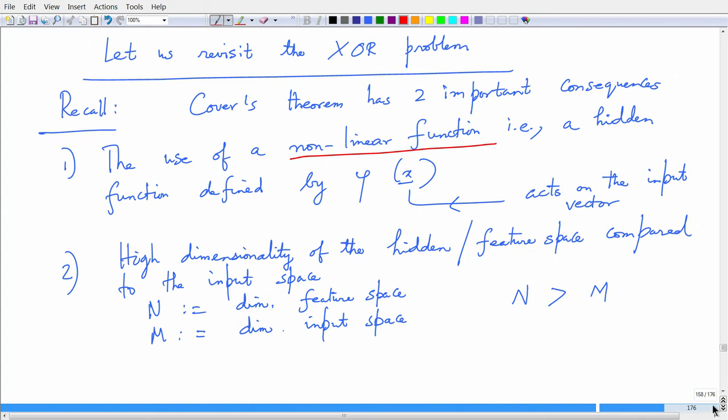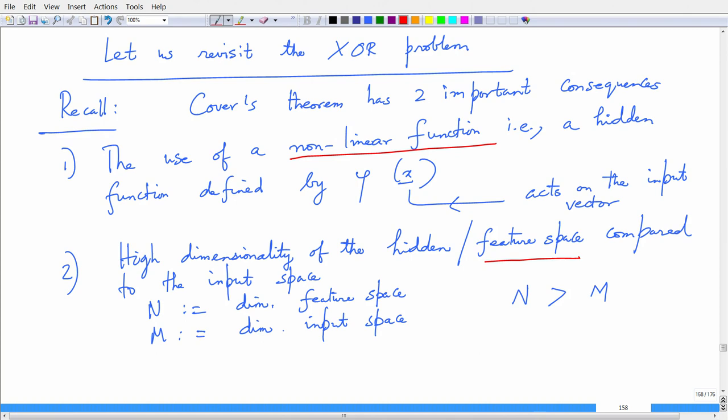Now let us revisit the XOR problem. Though there is no direct implication, the idea behind Cover's theorem leads to an important consequence, and this consequence is we can use a nonlinear function, which is also called a hidden function, that acts on the input vector to lift this to a higher dimension, and we say that the input vector is transformed to the feature space by this nonlinear function or this hidden function.